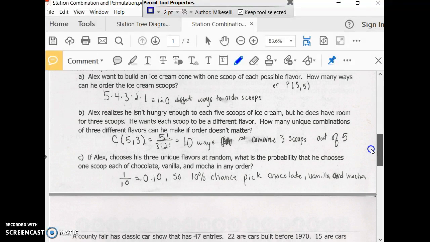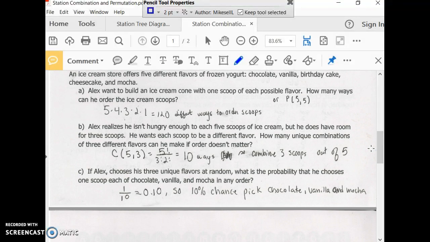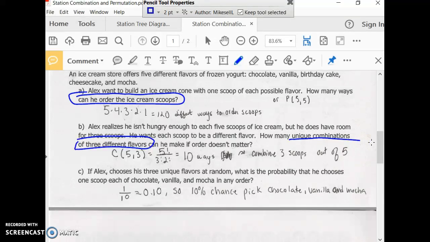Next question. In an ice cream shop, you have these 5 flavors: chocolate, vanilla, birthday cake, cheesecake, and mocha. Alex wants to build an ice cream cone. How many ways can he order? When it's order, you think permutation or the fundamental counting theorem. So I can go 5 times 4 times 3 times 2 times 1, which is 120 different ways to order the scoops. So he realizes he's not that hungry. He can't eat 5, he only wants 3. So how many combinations of 3 different flavors can he do? Combination, so you need to be using C. 5 choose 3.